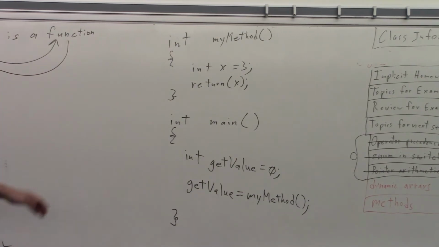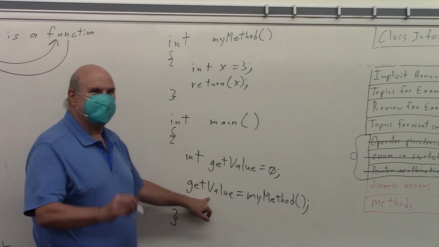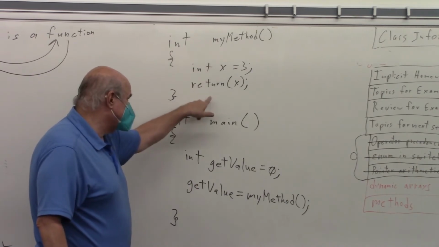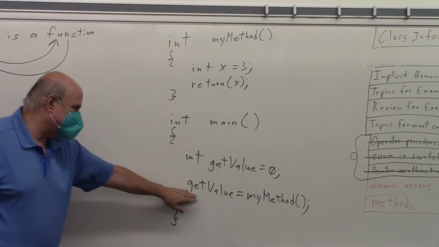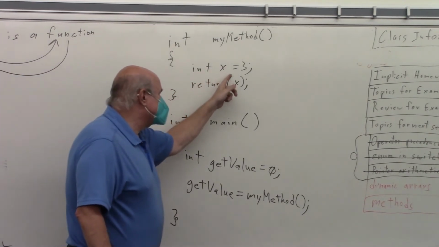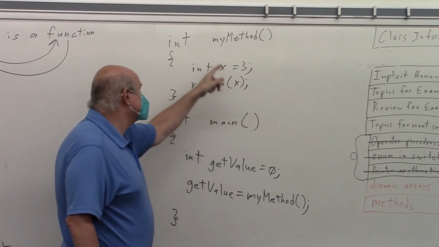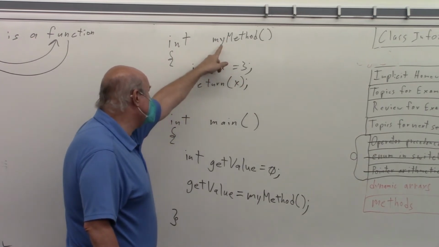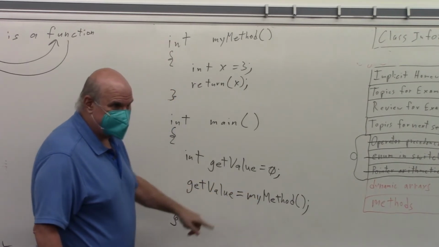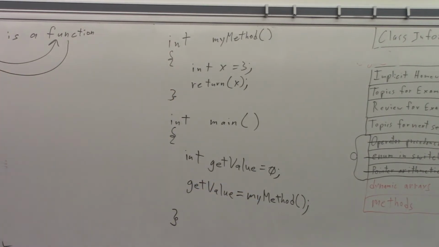And when it comes back, what value do you think getValue will have in this scenario? What will the value of getValue be? 3. Because you assigned 3 to x, you returned x. So 3 came back out of this method. 3 got assigned to getValue, and that's the value of getValue at this point.